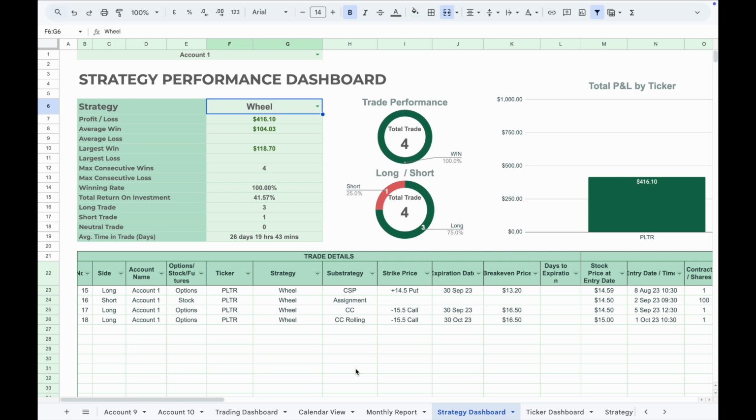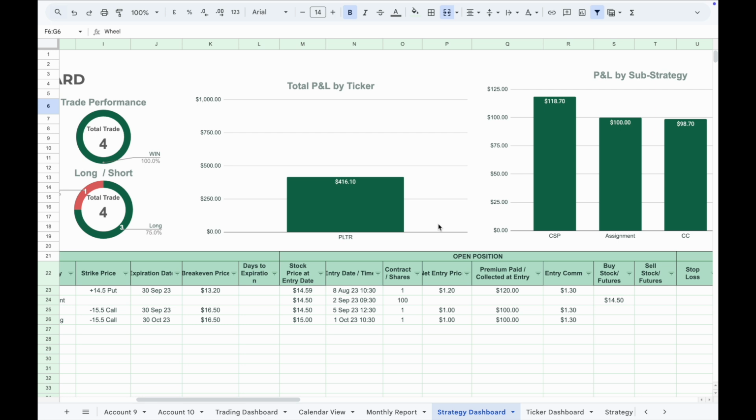The statistics include total profit and loss, average win and loss, largest win and loss, and average time in trade. The chart shows P&L for each ticker traded using the strategy and P&L for each sub-strategy. For a more detailed analysis of a strategy, you can click on the funnel icon to apply a filter.